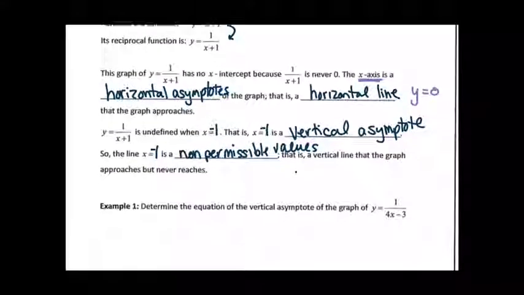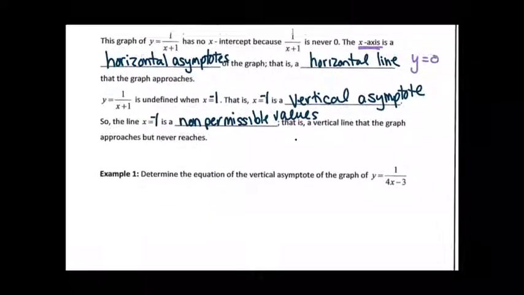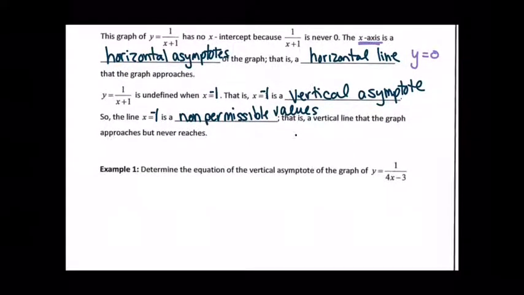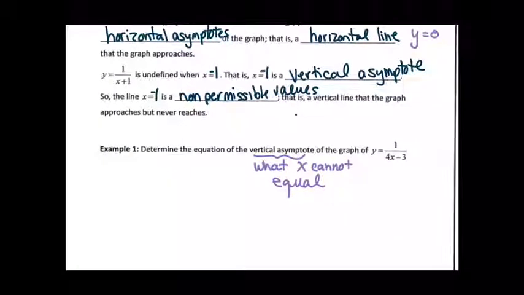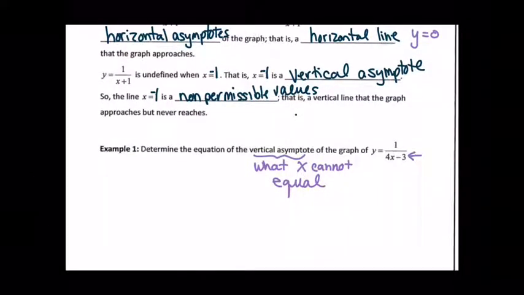So the first one we're looking at, it wants us to determine the equation of the vertical asymptotes of this graph. So the vertical asymptotes are, what can x not be? So what x cannot equal. If we look in our denominator, you're looking for what x cannot be if that denominator was equal to 0. So you can just set it equal to 0, and you're going to solve for x.